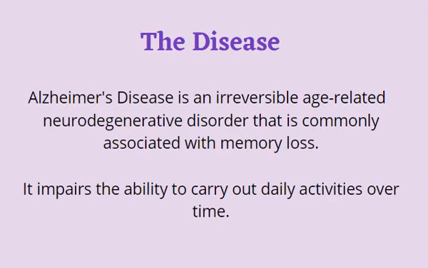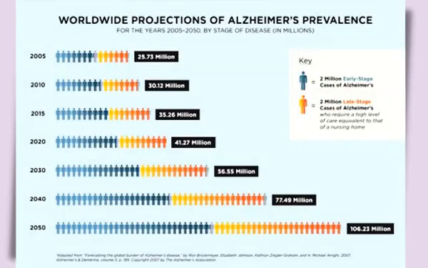It is an irreversible age-related disorder that is commonly associated with memory loss and impairs the ability to carry out daily activities over time. The worldwide projection of Alzheimer's prevalence shows an exponential growth over the last 15 years, and by 2050 is expected to reach 106 million worldwide.